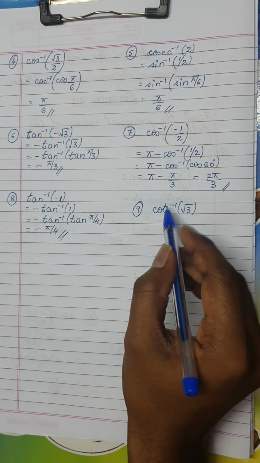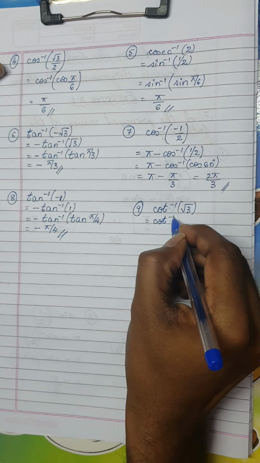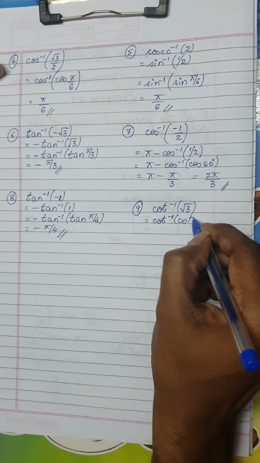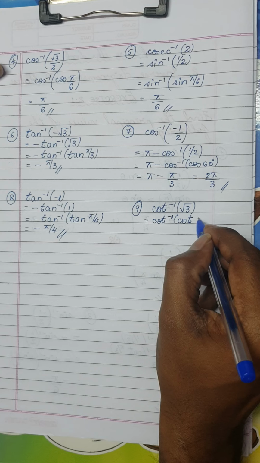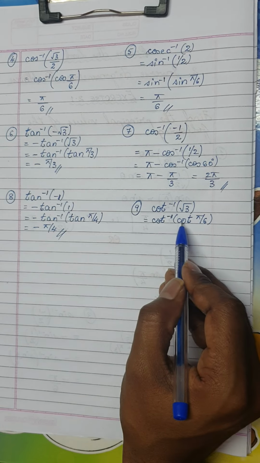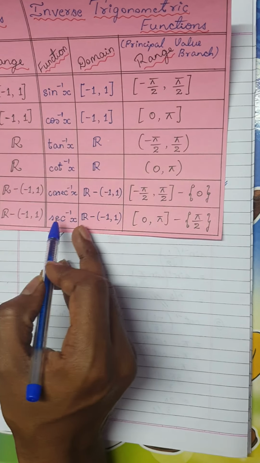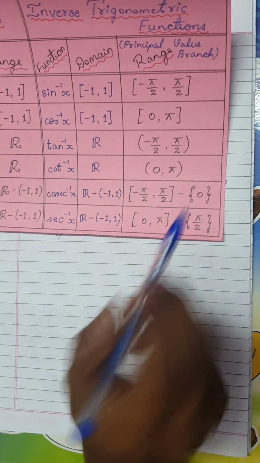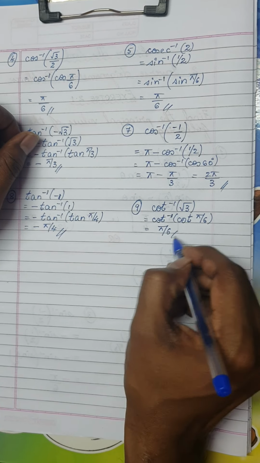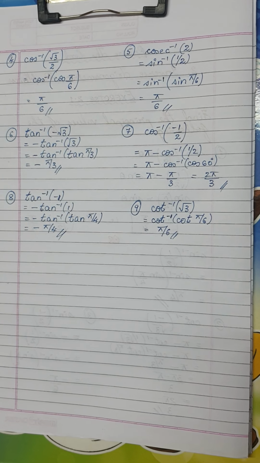Let's consider the next question. I have cot inverse of root 3. So this is nothing but cot inverse of cot 30 degrees, since cot 30 degrees is root 3, that is pi by 6. Now cot inverse and cot can be cancelled because this value pi by 6 is in the range of cot inverse, which is 0 to pi. So if you cancel cot inverse and cot, you are just left with the principal value, which is nothing but pi by 6, right?